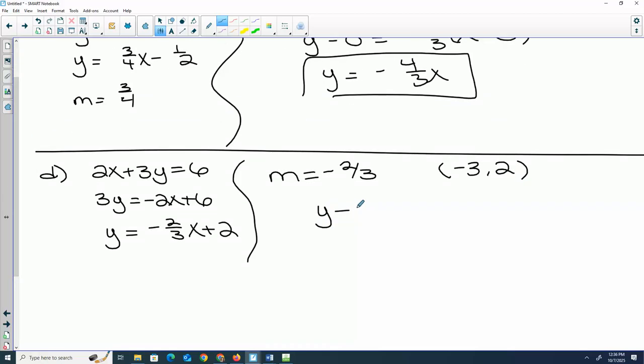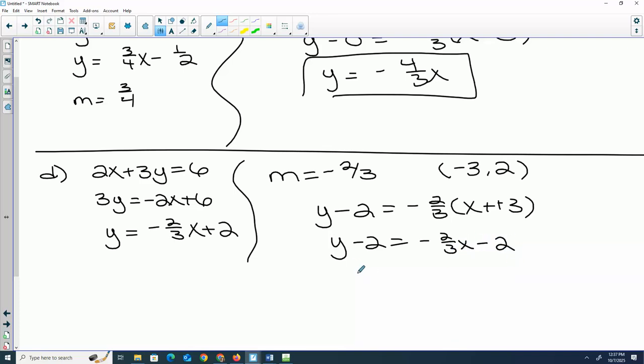So y minus y1 equals m times x minus x1. So that would be negative 2/3 times x minus negative 3, and then minus 2. We distribute, add our 2 over, and we get negative 2/3 x. Okay, so parallel, same slope; perpendicular, opposite reciprocals. We didn't have questions on A or E from that.